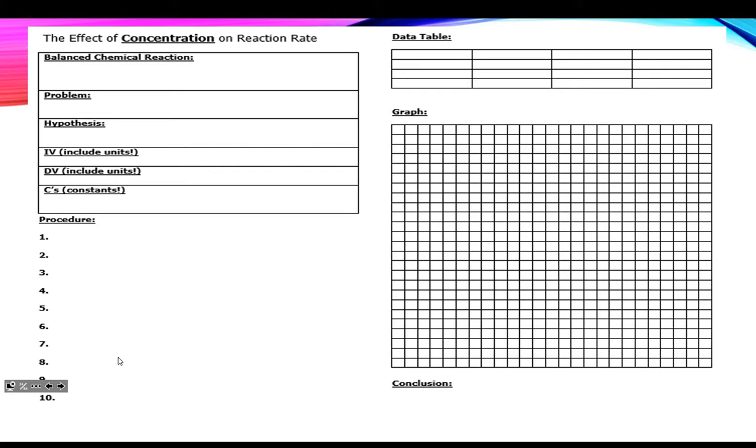Okay, so you need to write it in a way in which someone else can pick up your lab and know exactly what materials to pick up, what to do with those materials, and how to write the equation down.